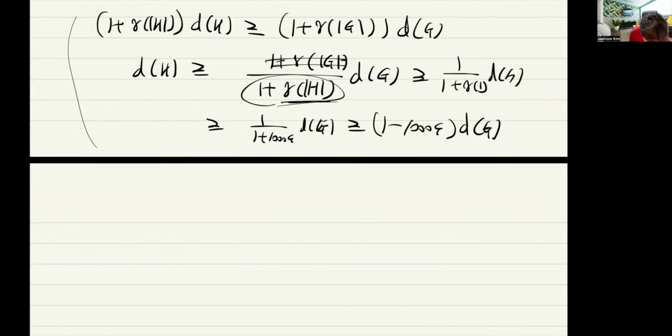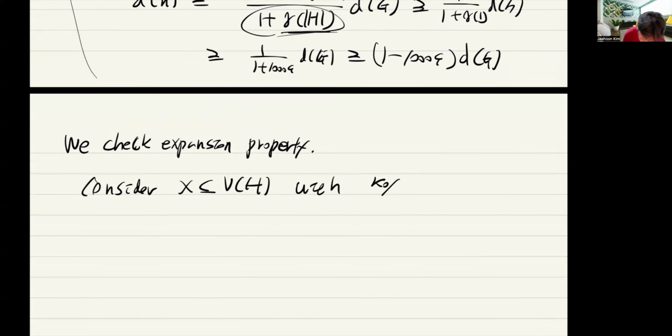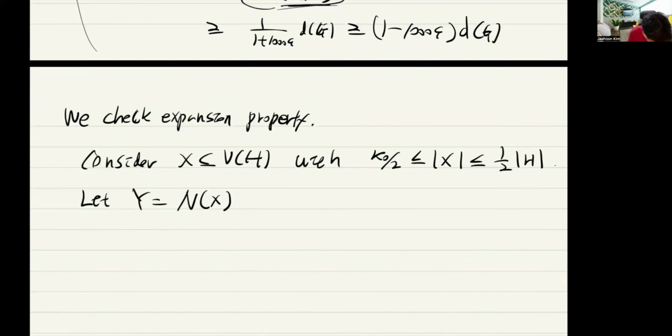So lastly, we need to check the expander property. So let's say you consider X, which is a subset with size at least k0/2 and at most half of the number of vertices in H. Then let Y be the external neighborhood of this.